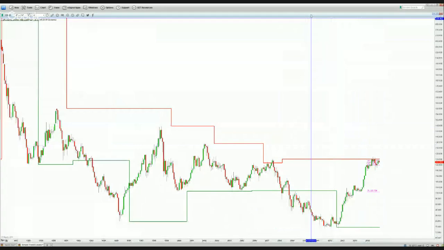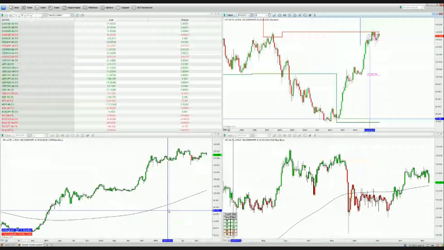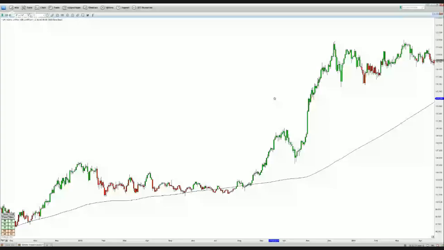Weekly time frame, price is trading above the weekly 200 moving average, giving price a bullish bias. Trend filter is green. Daily time frame, trading above the daily 200 moving average, also giving price a bullish bias. Trend filter is green, but guys, look at the bigger picture. It's very messy.